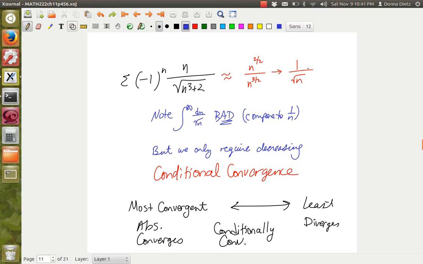And so this is like 1 over square root of n. So it's not good for absolute convergence because you can just compare to the harmonic series, and it's obviously not going to converge absolutely. But it will converge conditionally, so, you know, that's what we're all about.